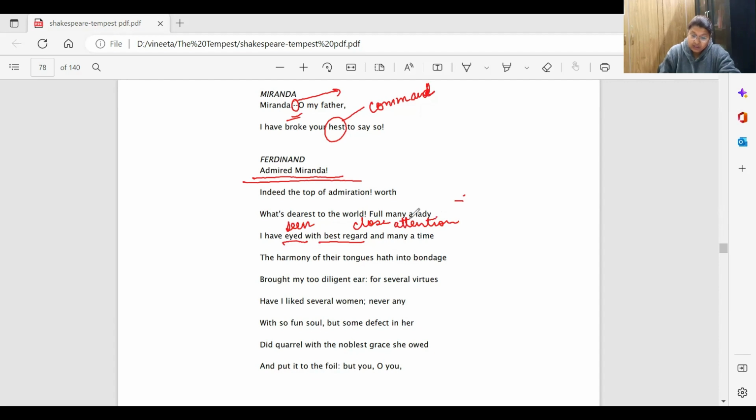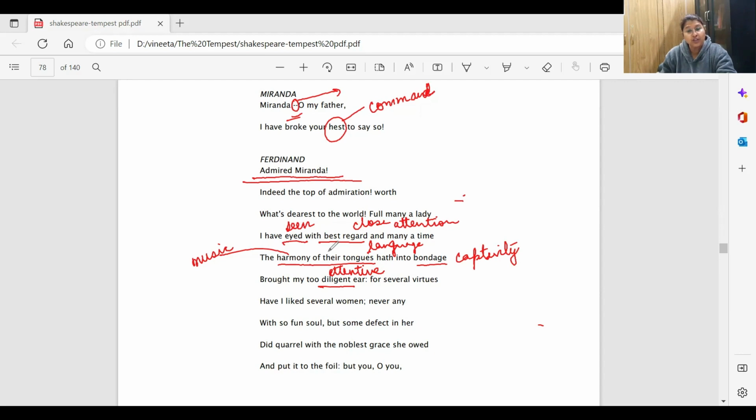And many a time, the harmony of their tongue, the music of their tongue, here tongue means their language. The music of their language hath into bondage. Bondage here means captivity. Brought my too diligent ear. Diligent here means attentive ear. So, what does he want to say? He says that I have seen many ladies with close attention, and at the same time, I have heard many ladies with close attention.